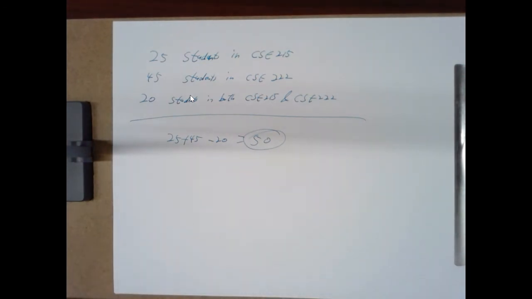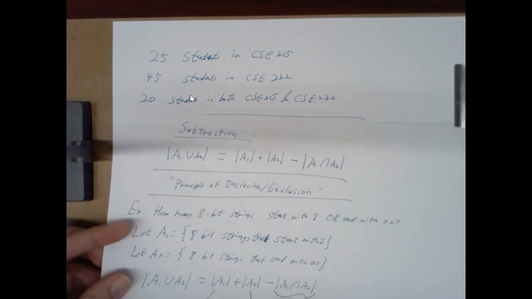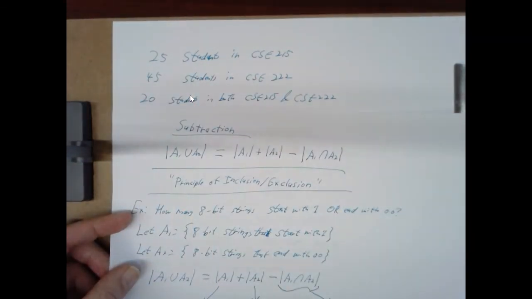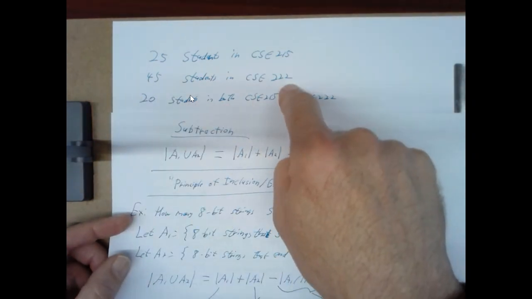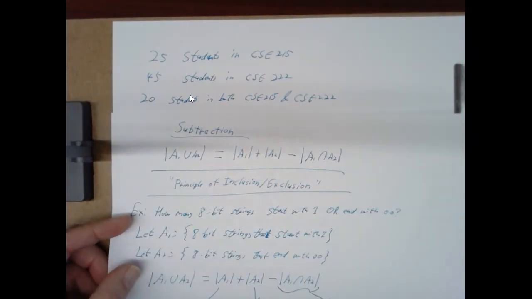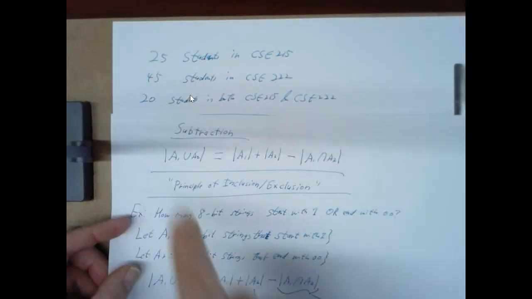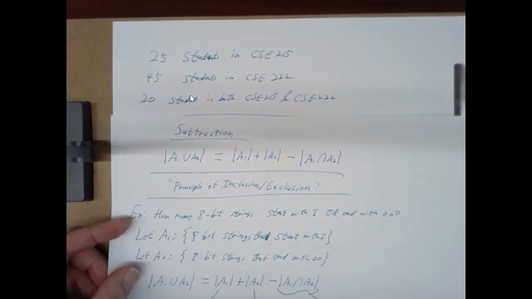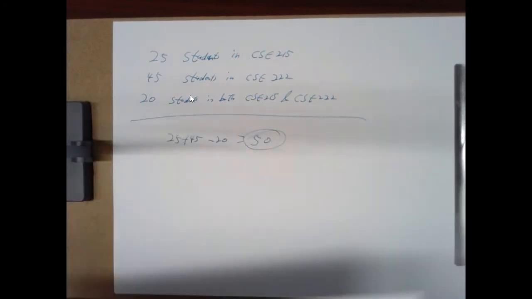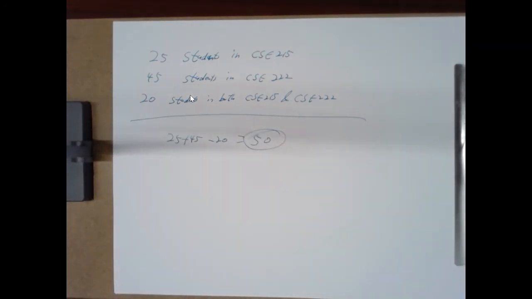Right, so the steps I skipped here are these ones that we used over here. So A1 could be the set of students in 215, A2 could be the set of students in 222, and the number of students that are taking either of those is 25 plus 45 minus the number that are overlapped. So 50 students taking 215 or 222 or both. So there's a homework question that plays with that also.